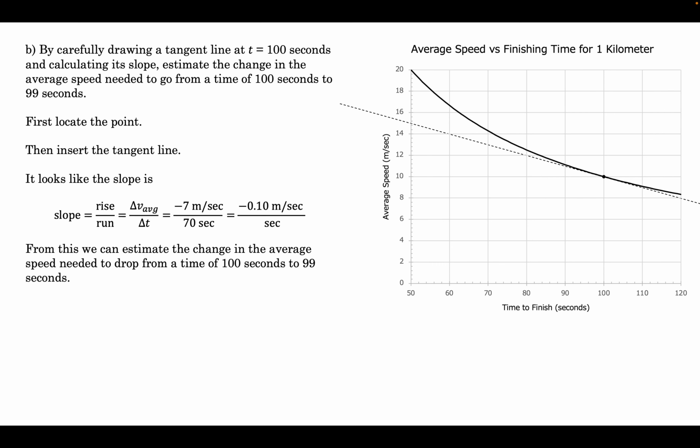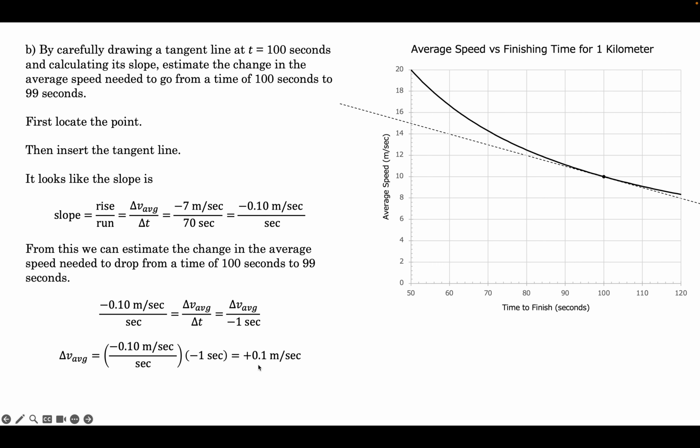Now we can use this equation to get the time needed to drop a second, because we know what delta t is. Delta t is minus 1 second. And here's the slope. Now we can estimate delta V average from this. We know it's not going to be exact because we're wandering away from this point and we're only using the tangent line. But from 100 to 99, the tangent line follows pretty closely. So we can solve this equation for delta V average, and we get plus 1/10 of a meter per second. And it should be positive. Ready for part C.